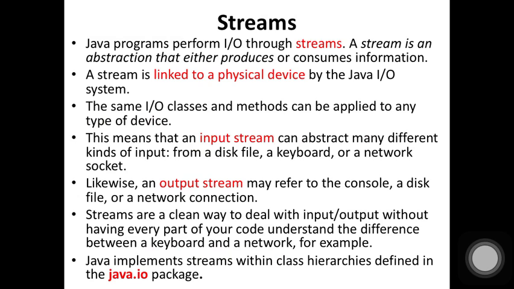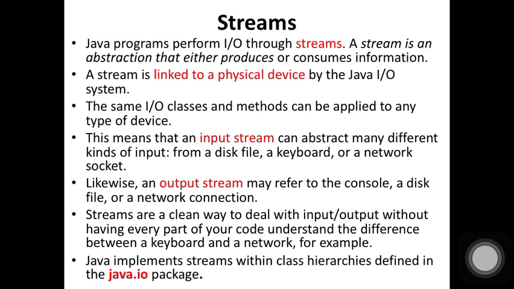A stream is an abstraction that either produces or consumes information. Either it accepts a value or it sends a value to the output devices. A stream is linked to a physical device. When you are accepting information, input streams come into the picture and are linked to input devices. Whenever you are sending any result, it is linked to output devices and shows the values on devices like a monitor.